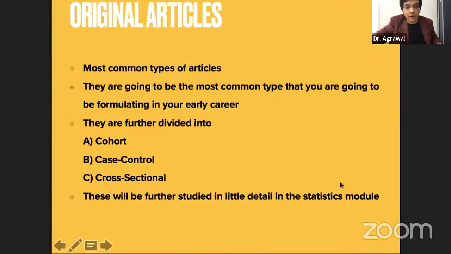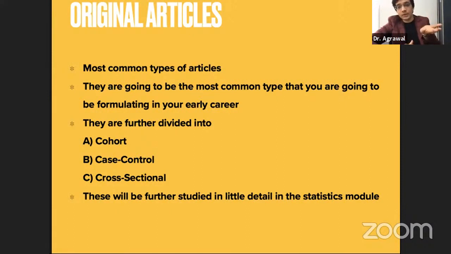So the most common type of articles you are going to write in your career are further divided into case control, cohort, and cross-sectional. You don't need to know the in-depth understanding of cohort, case control, and cross-sectional. Cohort essentially means a group of people, and you've studied those groups of people over time.